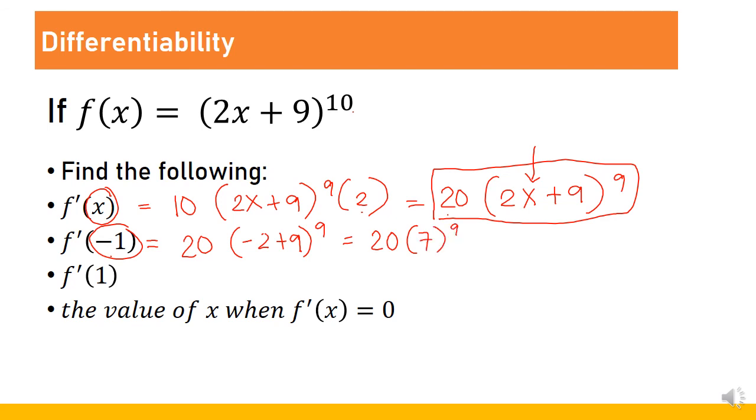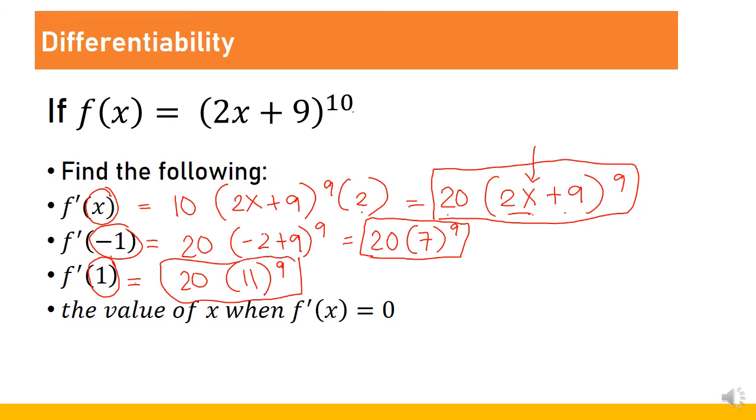Okay? So you can leave your answer this way because this will entail a very, very big number. It's quite large. For f prime of 1, we'll be using 1 instead of x, no? So this is what we will substitute, 1. So that gives us 20. If x is 1, this is 2 plus 9, which is 11. So 20 times 11 to the 9 will give us our final answer for this one.